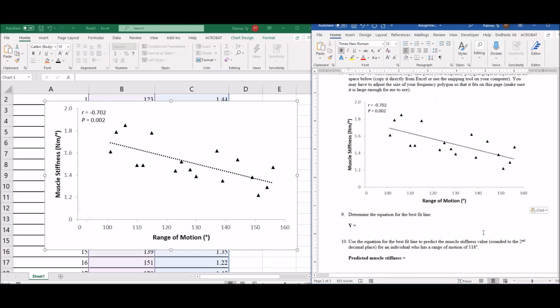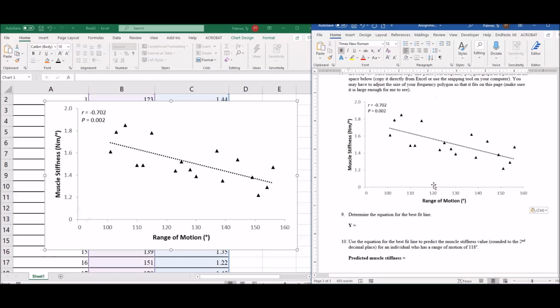Now, after we've created our nice looking scatter plot, for question number 9, it says determine the equation for the best fit line. So remember, this is the best fit line that we created earlier with the trend line. We need to determine the equation for the best fit line. The reason we're doing this is that in the last question, question number 10, we're going to use this equation that we determined in question 9 to predict.